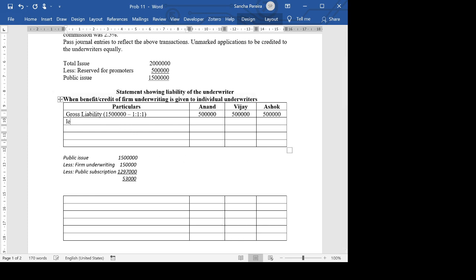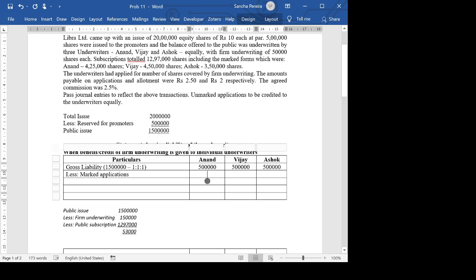Less marked applications. The marked applications are given here. Shares including the marked forms: for Anand it's 4,25,000, in case of Vijay it is 4,50,000, and in case of Ashok it is 3,50,000. So if I minus this, I will get 75,000 here. This will come to 50,000 and this will come to 1,50,000.